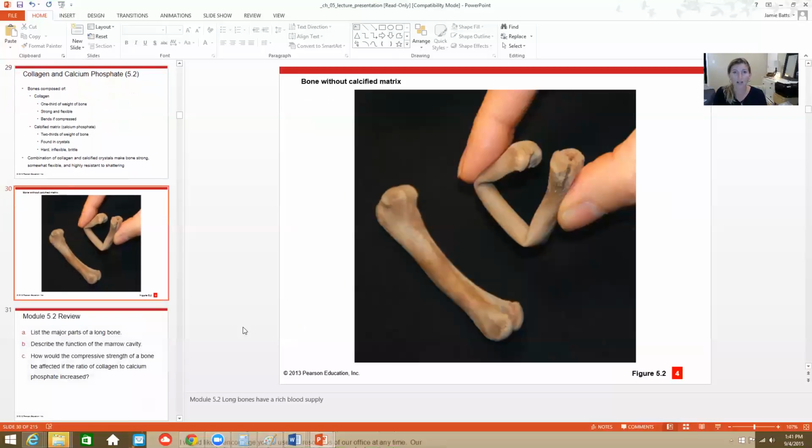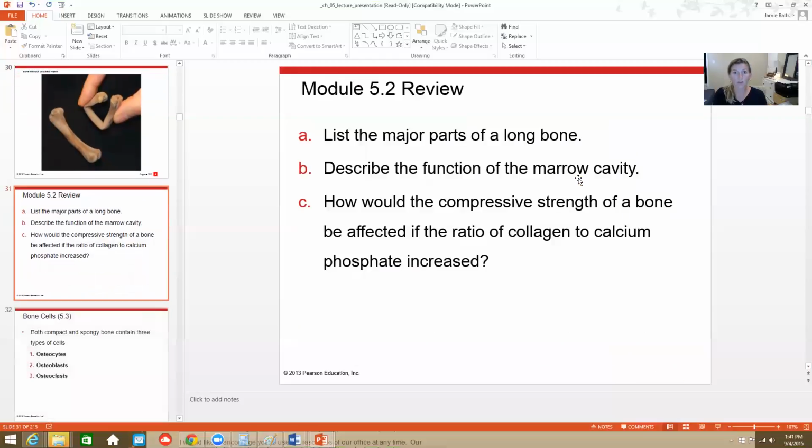There you can see a bone without a calcified matrix is really bendy. Here's a little review. You can pause the video, answer the questions, or answer them in your reading guide.